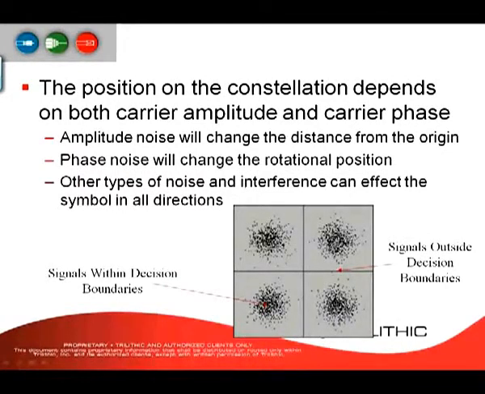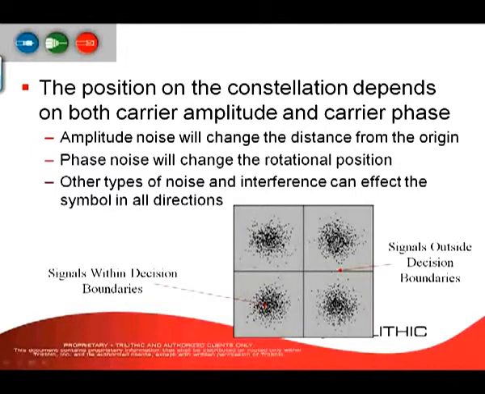Because the position on the constellation depends on both carrier amplitude and carrier phase, both amplitude and phase noise will affect the location on the constellation. Amplitude noise will change the distance from the origin, and phase noise will change the rotational position. Other types of noise and interference can affect the symbols in all directions.